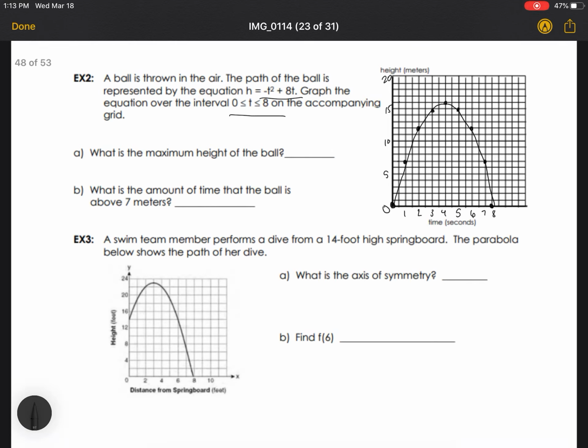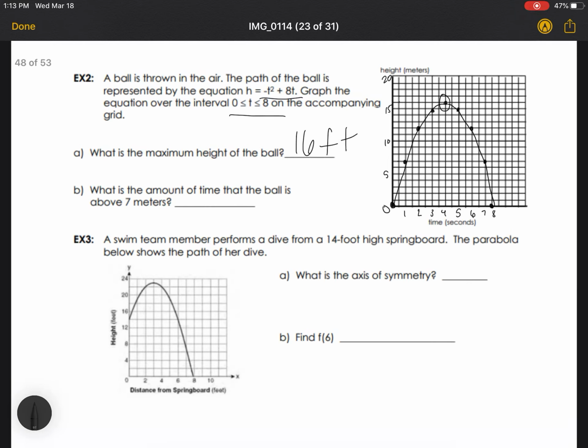Next question, part A, says, what is the maximum height of the ball? That's going to be this point here. When they're asking for the maximum height, they just want the y value of that. So remember, y is representing how high or low something is going. And it looks like that's at 16 feet.